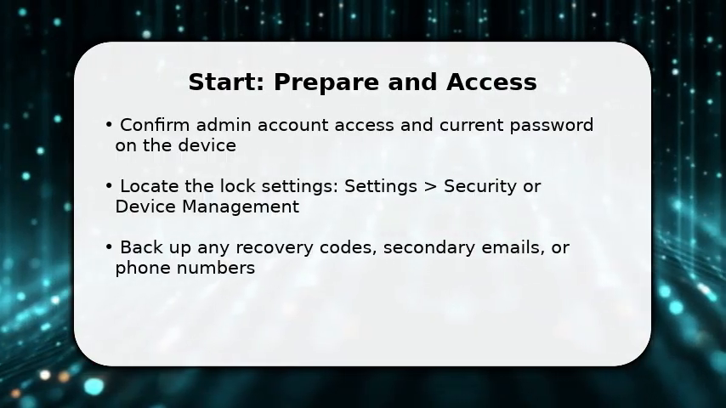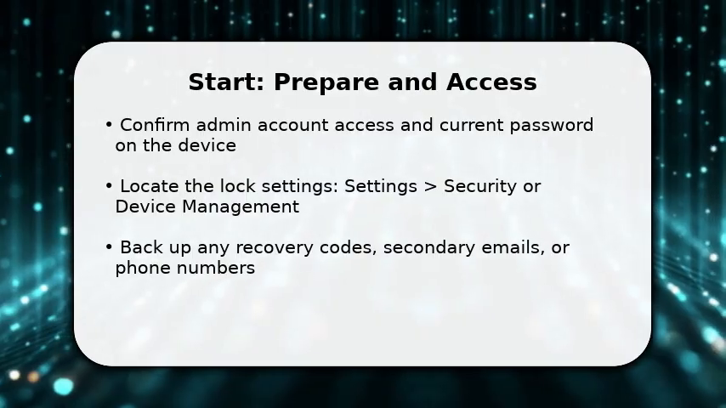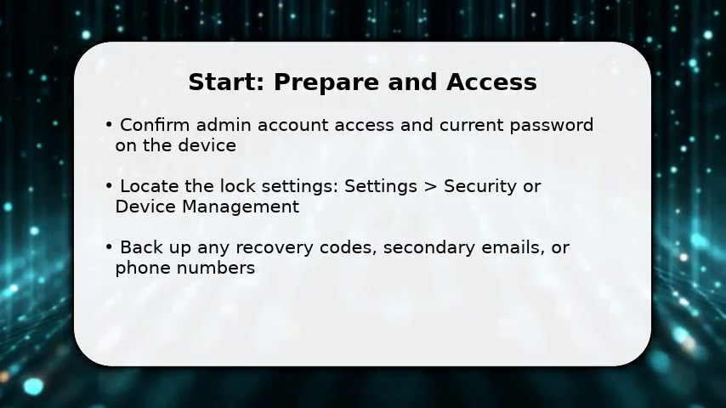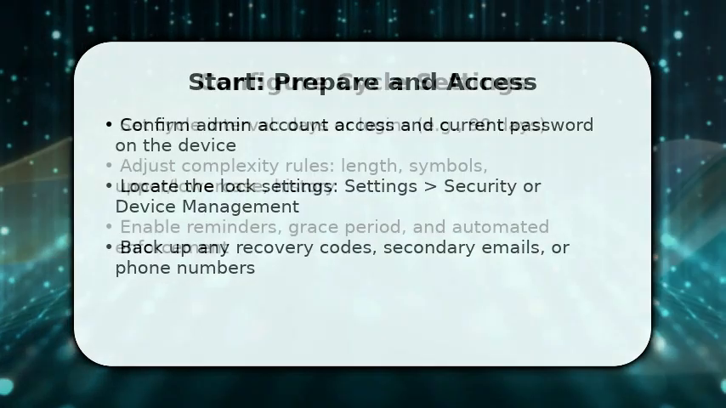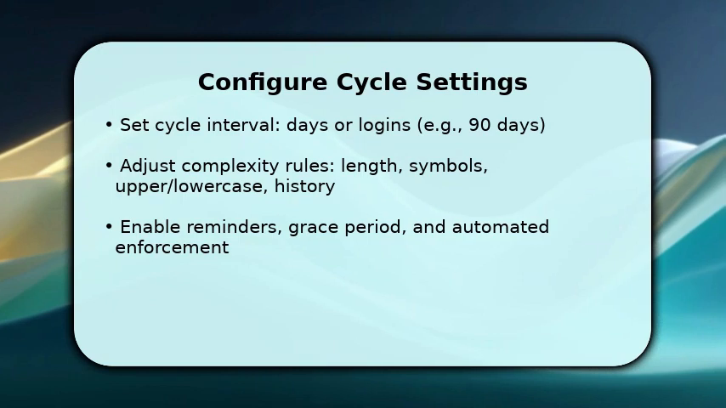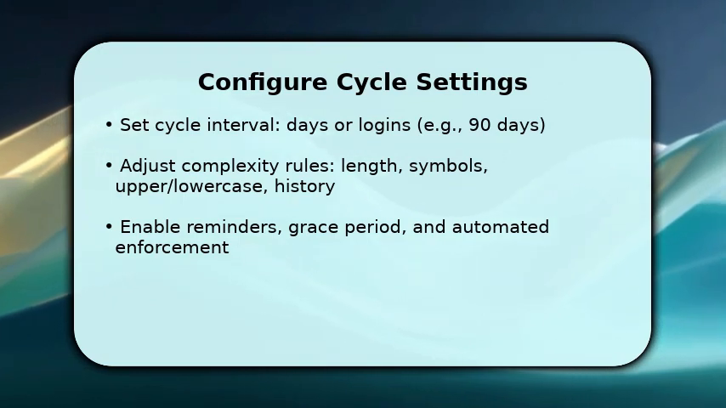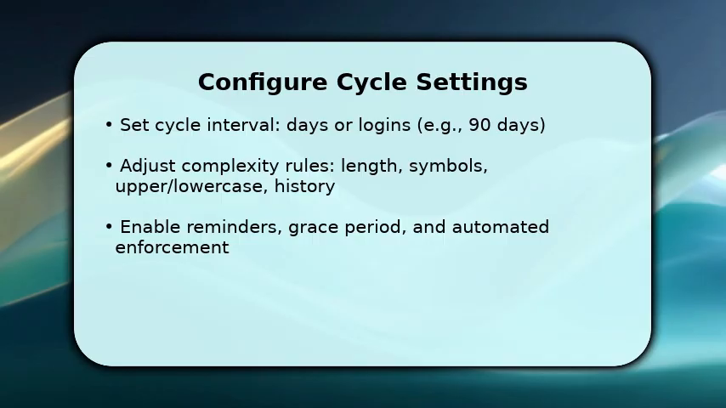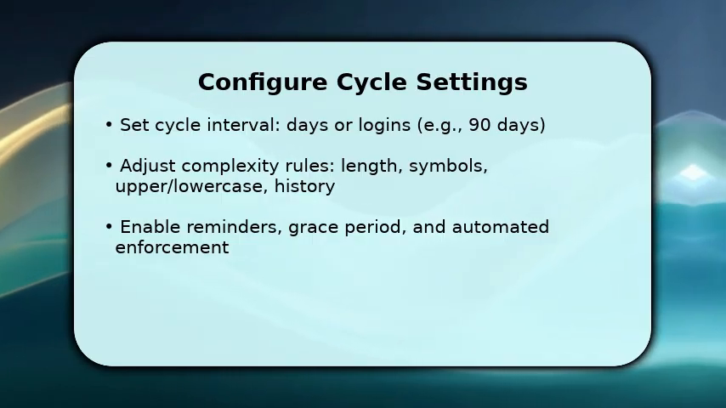Then select the password or passcode policy option to start changing the cycle length and enforcement rules. You'll now set the cycle interval, for example 90 days or a specific number of logins, because that defines how often users must change passwords.